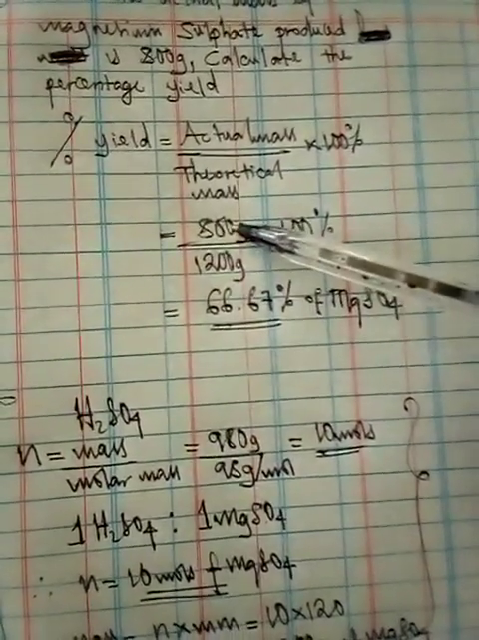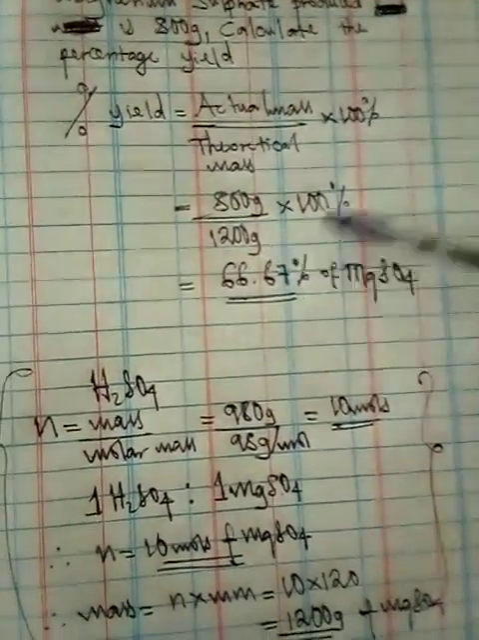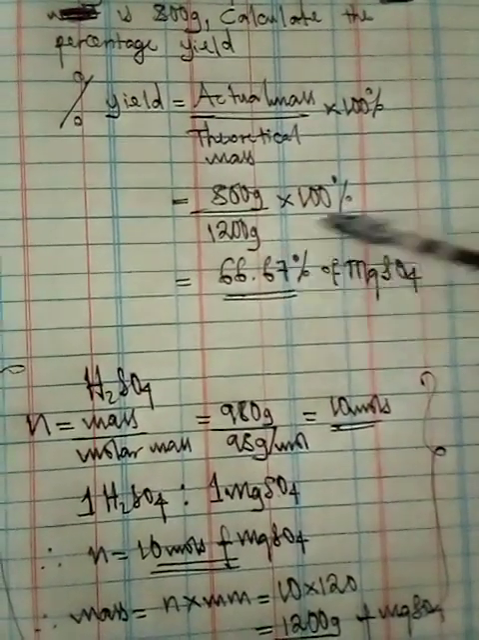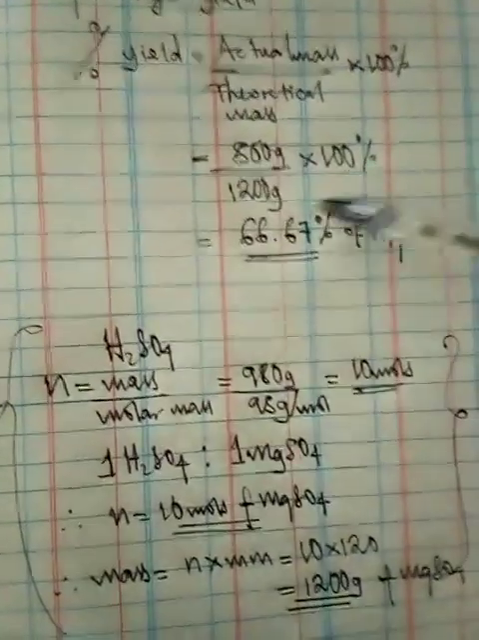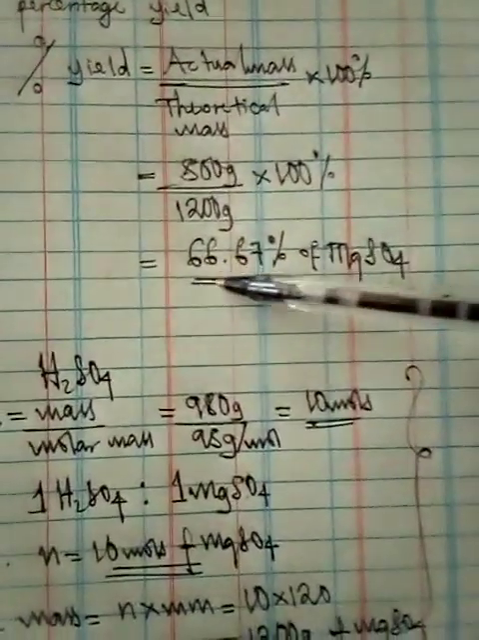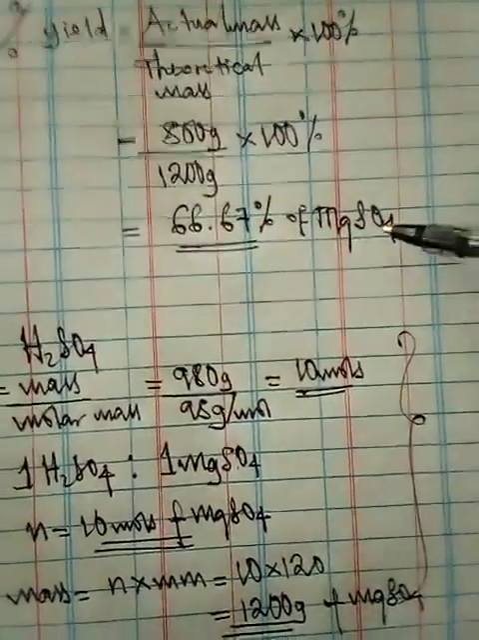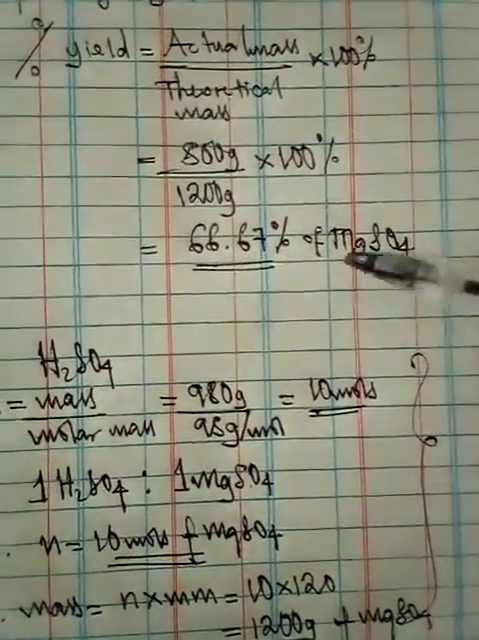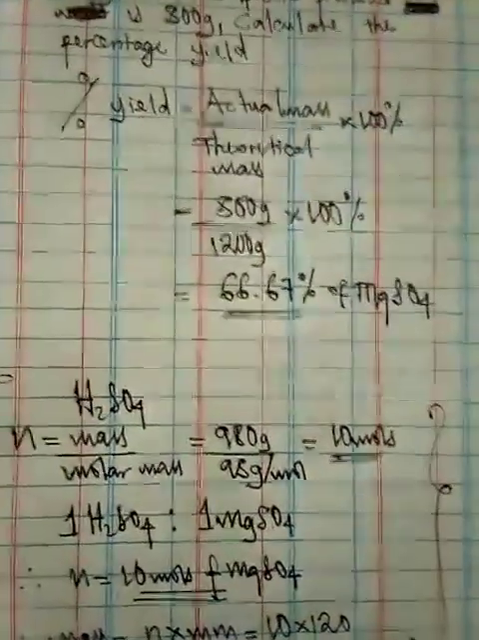So 800 over 1,200 multiplied by the 100%. If you punch these things in your calculator, and of course rounding off to 2 decimal places, your value is going to be 66.67% of magnesium sulfate. Okay, 66.67% of magnesium sulfate, and that is it.